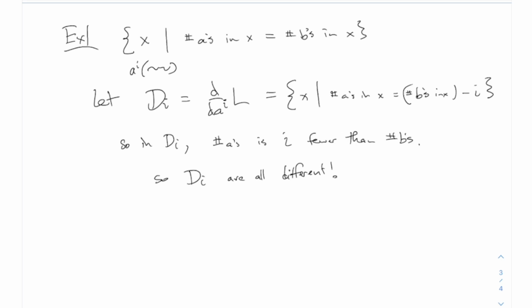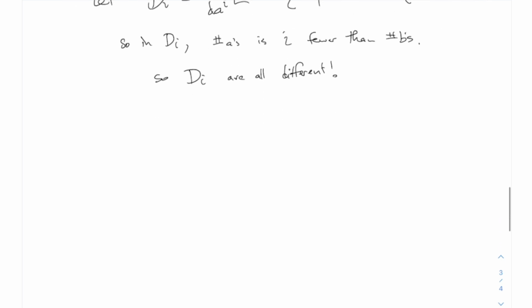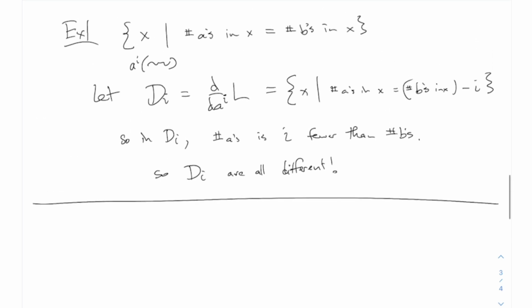I got two more, and then I have some for you all to try. How about this one? Oh, sorry, I got three more. One is just a variation of that one. How about this one? All x such that the number of a's in x is less than the number of b's in x.